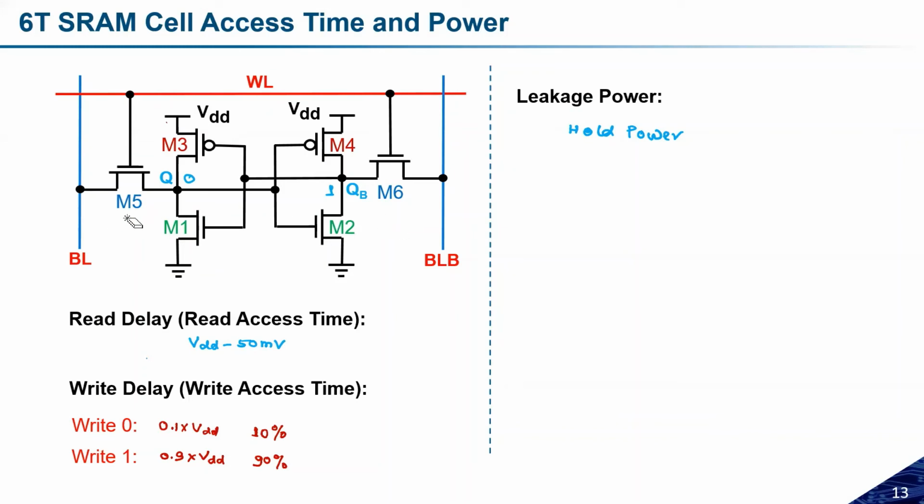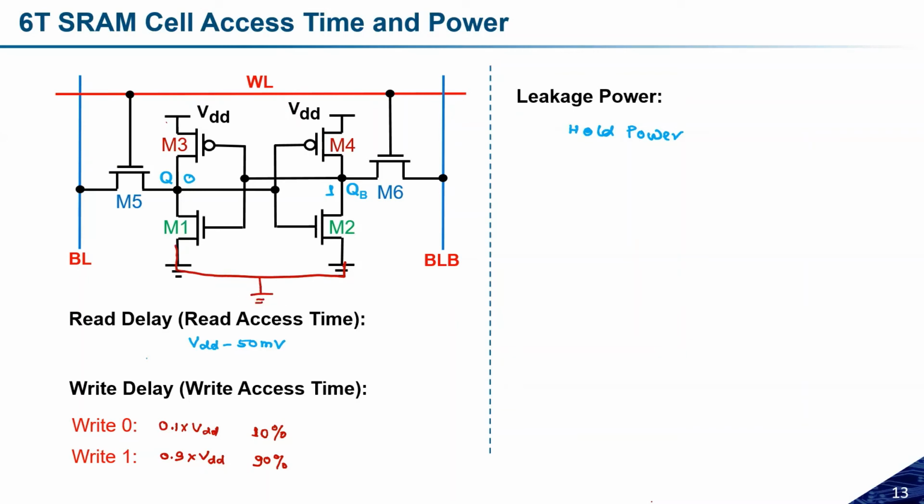I just told you, if you have made a latch and you have stored some logic, let us assume Q is equal to 0 and QB is equal to 1, so at Q 0 is stored and at QB 1 is stored. In that case, I need to check whatever power this supply voltage is drawing, then you can calculate the leakage power dissipation or simply hold power dissipation.